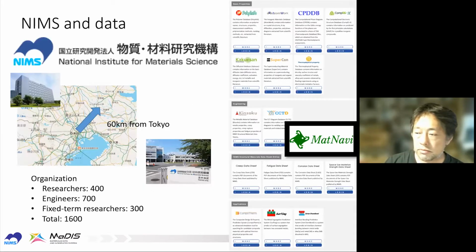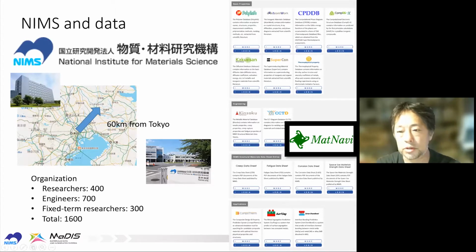And this is a very short story about NIMS, the National Institute for Materials Science, which is located just above 6 kilometers away from Tokyo Station. The number of people: researchers almost 400, and engineers almost 700, and totally 1,600 people are working at 3 locations in the Tsukuba area.